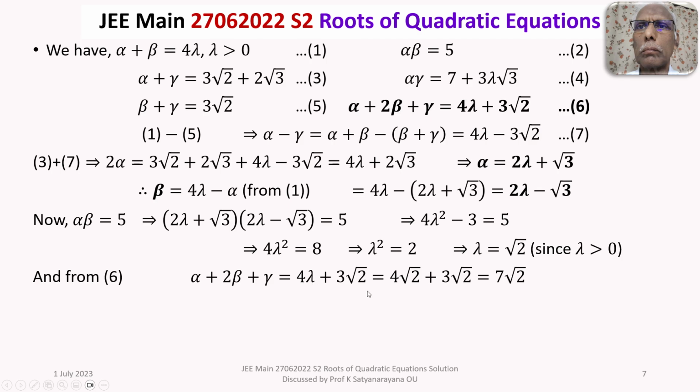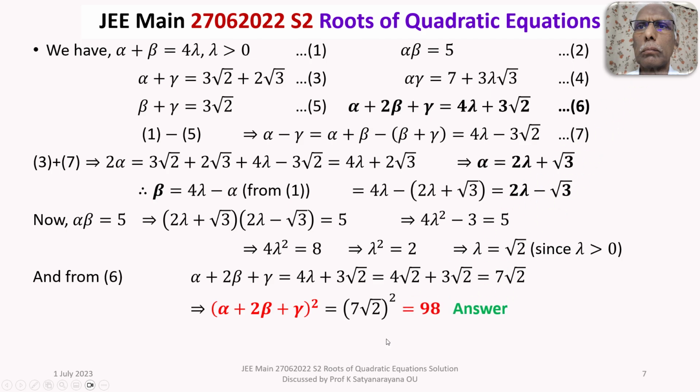But lambda value is root 2. So, 4 root 2 plus 3 root 2, and that will be 7 root 2. Square it. Alpha plus 2 beta plus gamma whole square is equal to 7 root 2 whole square. That is 7 sevens are 49 into 2, that is 98. That's your answer. So, the answer to this question is 98.